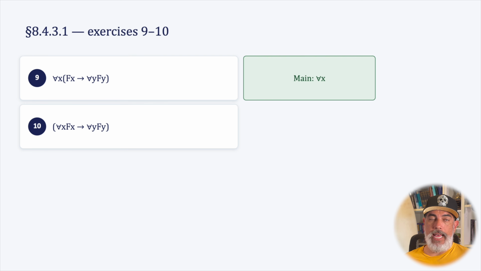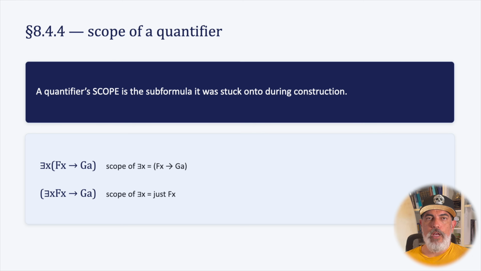First make the fx and the fy, then add the universal quantifiers on both of those, and at the very end, you add the conditional. Now let's talk about scope. When a quantifier is added in the middle of a construction, it's stuck onto some subformula alpha. That subformula alpha that it's stuck onto is considered the quantifier's scope.